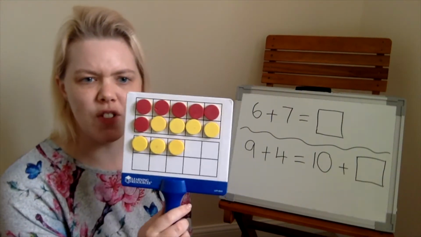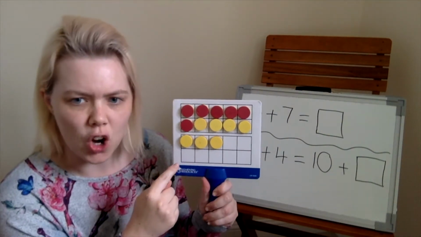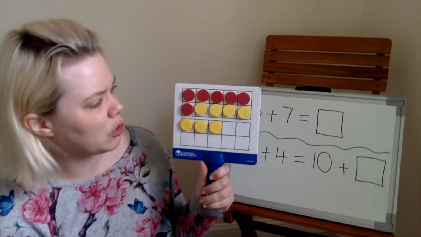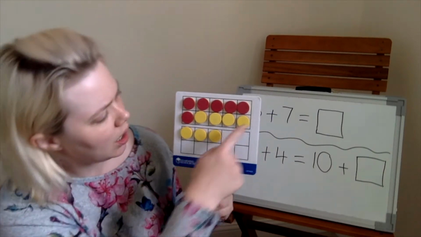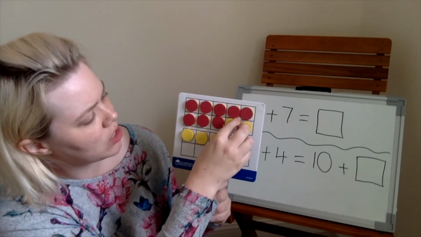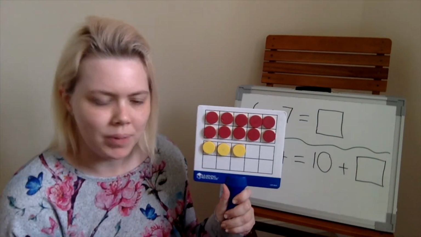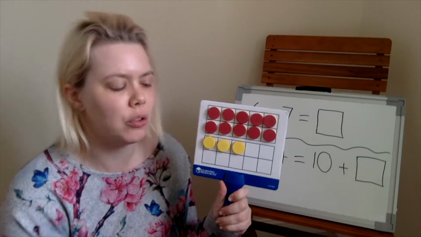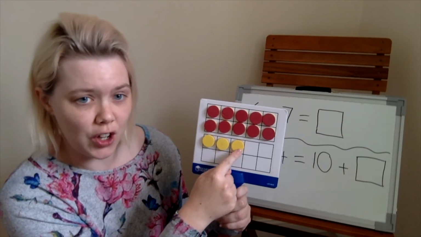Okay, now I've done this on my 10 frame, so I've got 6 red counters, and then I've got 7 yellow counters. Okay, now I can already see that I've made a 10 already on my 10 frame. I've made a 10 up here. So I'm actually going to turn these ones over, and I know that is 10. So I've got 10 now, add 3, which makes it a little bit easier for me to work out. So I've got 10, 11, 12, 13.